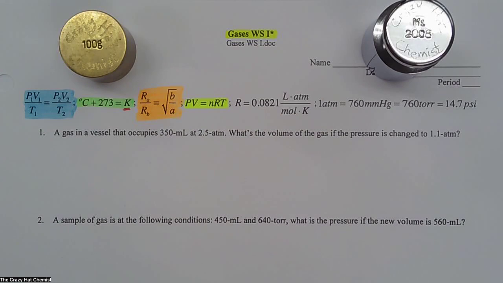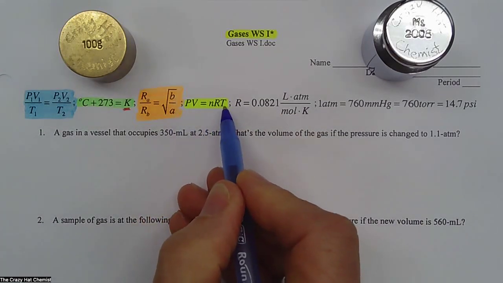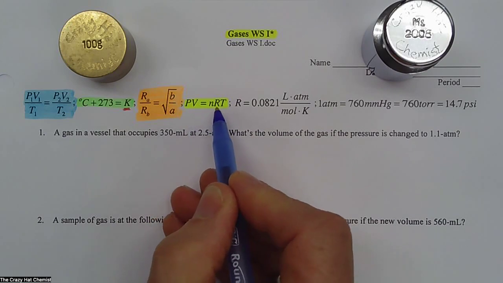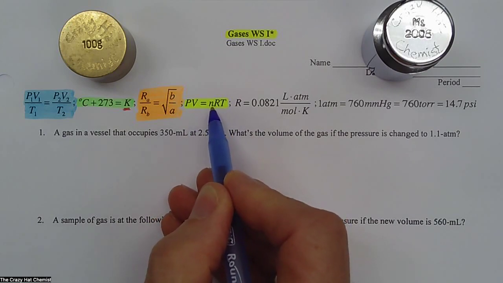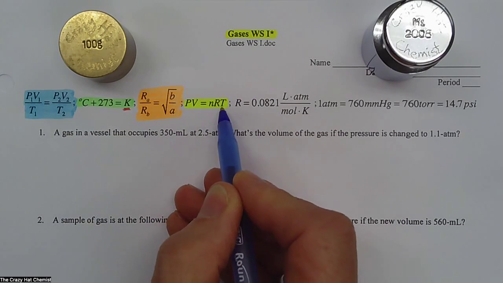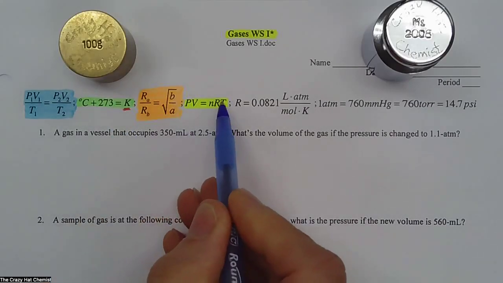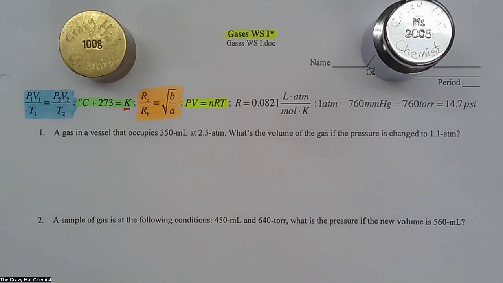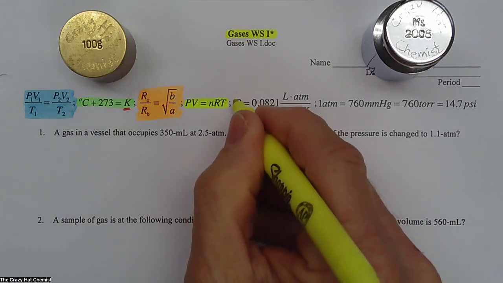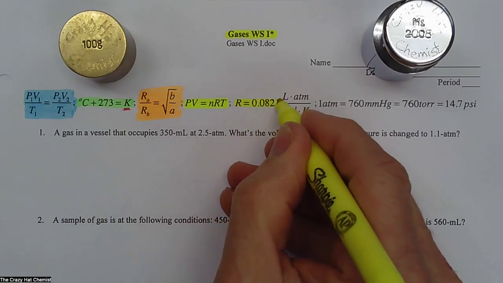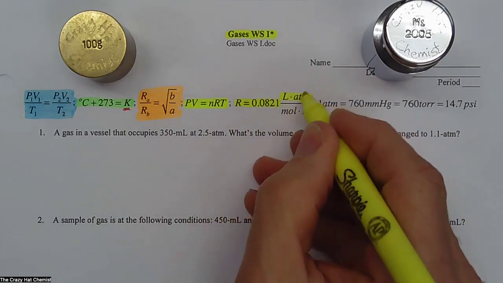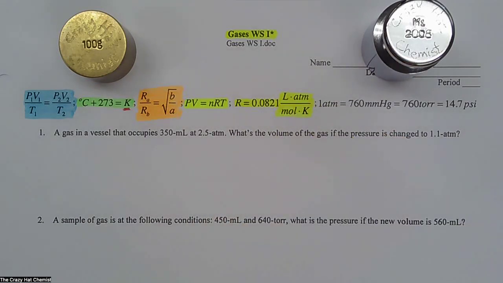This is PV equals nRT. P is for pressure, V is for volume, n is the number of moles of gas, R is the gas constant, and T is the temperature, which must be in Kelvin. This is called the ideal gas law. What goes along with it is R, the gas constant, written down right here. R is equal to 0.0821, and the units are liters times atmospheres divided by moles times Kelvin. That's very important.